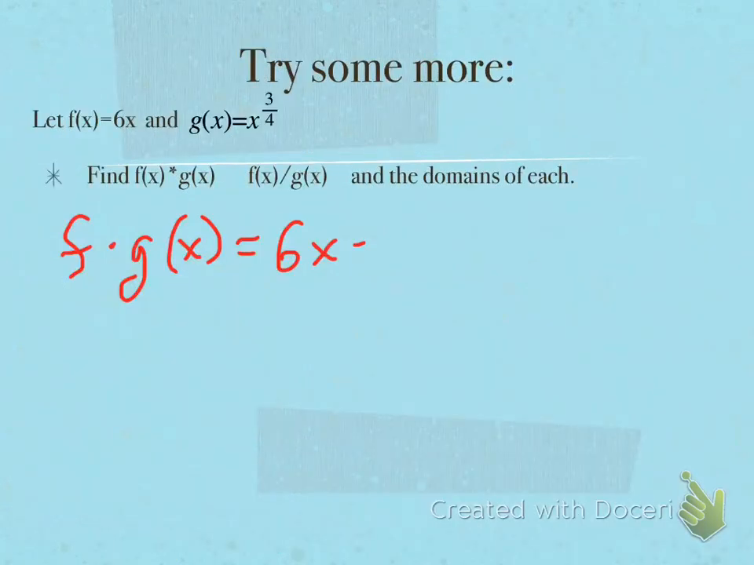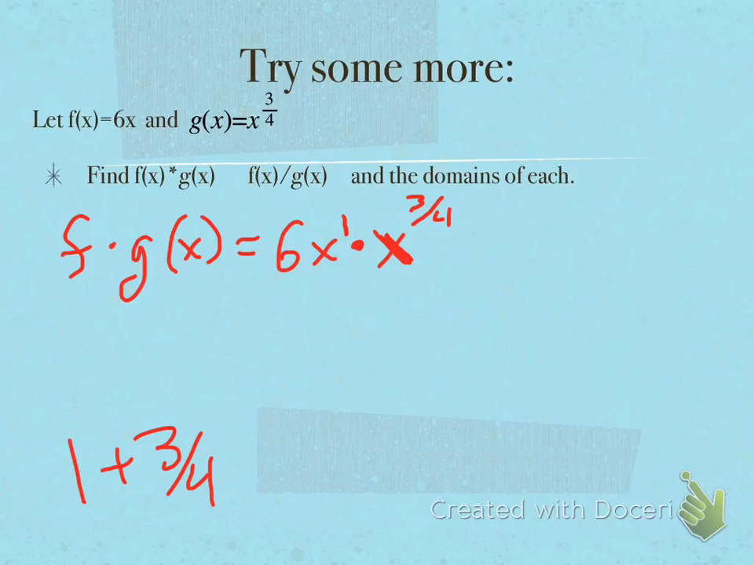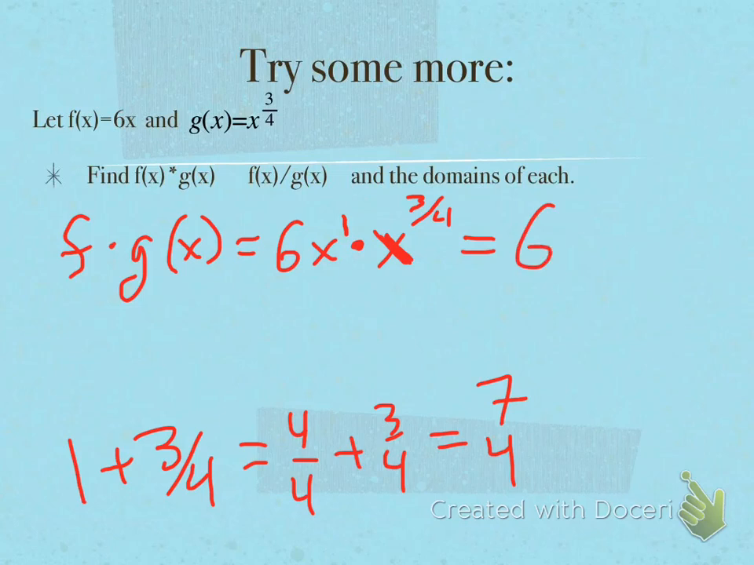First function, 6x times x to the 3 over 4 power, right? So I'm going to take 1 plus 3 over 4. What is 1 plus 3 over 4? 4 over 4 plus 3 over 4 is 7 over 4. Okay, so this is 6 times x raised to the 7 over 4.